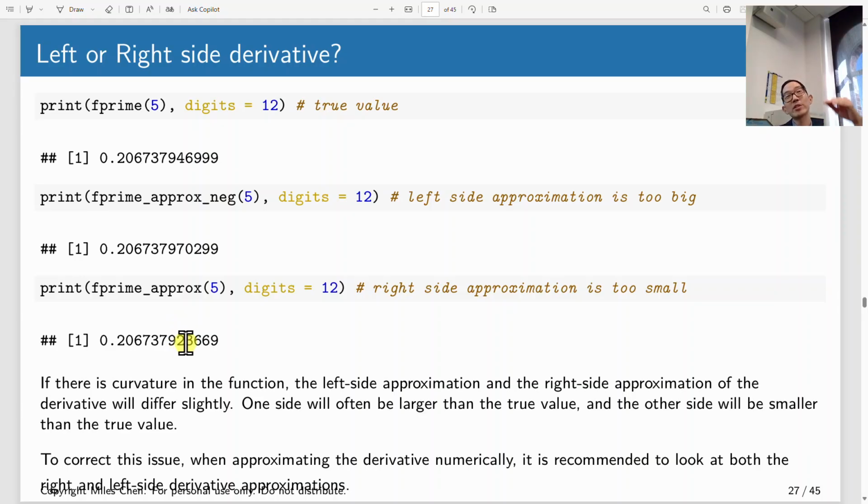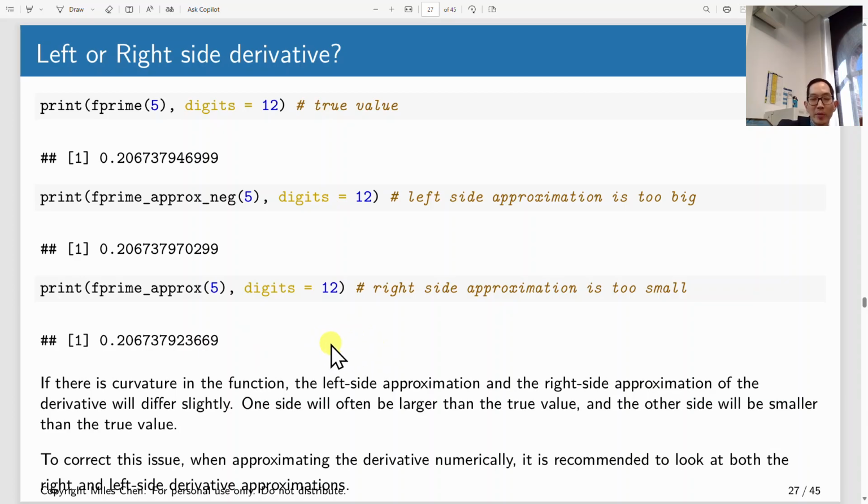So one side it's too high, and one side it's too low. Too high by only a little bit and too low by only a little bit, but that's what we have. When you have curvature in your function, generally one side will end up being too high and the other side will end up being too low. If it's concave down, the left-hand side will be too high and the right-hand side will be too low. If it's concave up, then the left-hand side will be too low and the right-hand side will be too high.